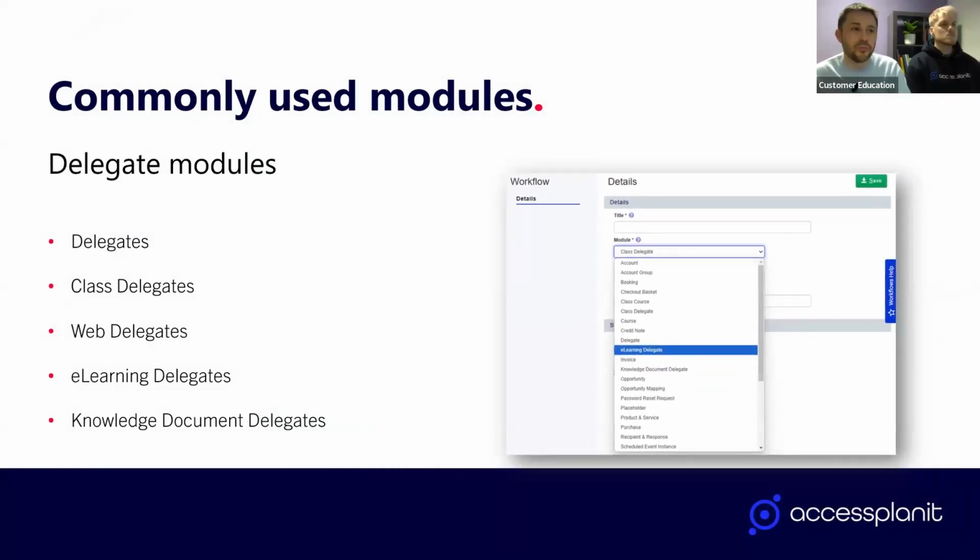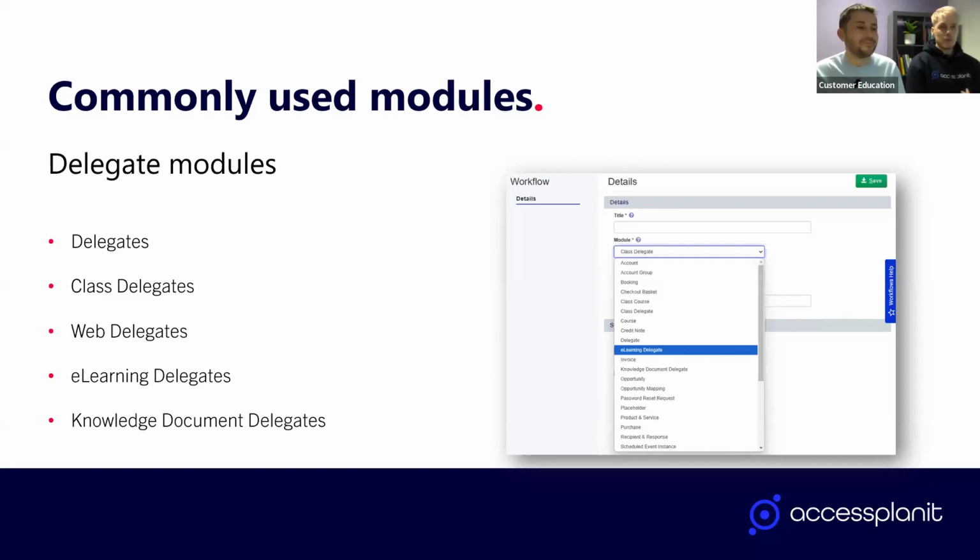Yes, there is one main delegate module. You would use this if you were building a workflow where you wanted this to potentially trigger for any delegate across any course, or if you were building a dashboard gadget where you wanted to factor in delegates across all courses. For example, a gadget that shows you all delegates booked today, or the total number of cancelled delegates. This module includes delegates on classroom courses, webinar courses, e-learning courses, and document courses.